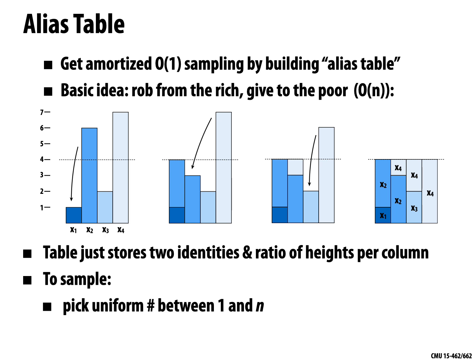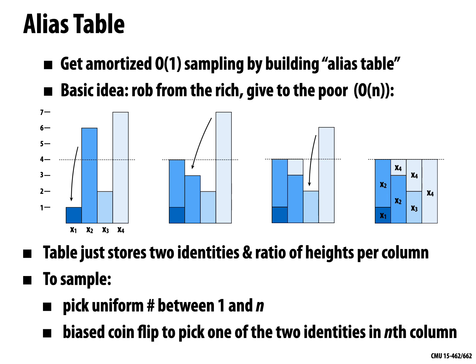To sample from this thing, it's really easy. We just uniformly pick a value between 1 and n. Which column do we look at? We do a biased coin flip. We get a value between 0 and 1, and we see, is that value less than or greater than the ratio stored in that column? If it's less than, we return the first event. If it's greater than, we return the second event.